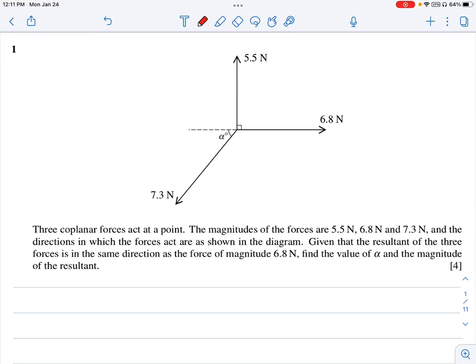So welcome, this is CIE May June 2010, paper 43. There are 7 questions. We shall try to solve all the 7 questions. So the first question, 3 coplanar forces act on a point.